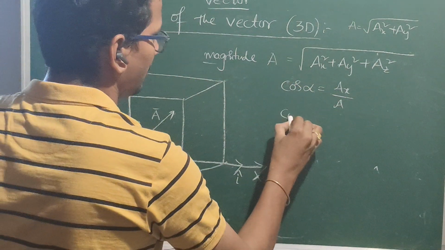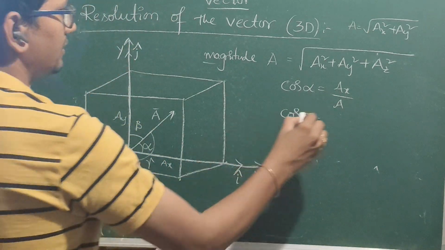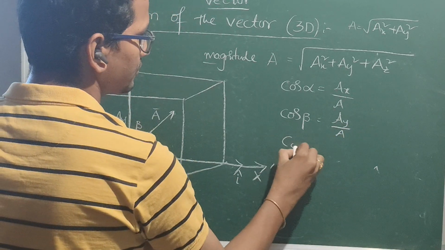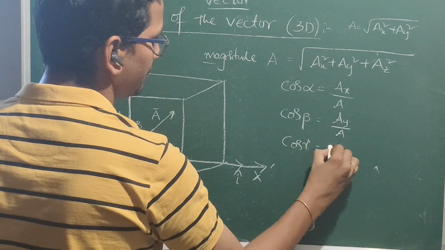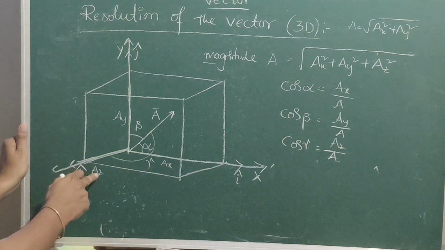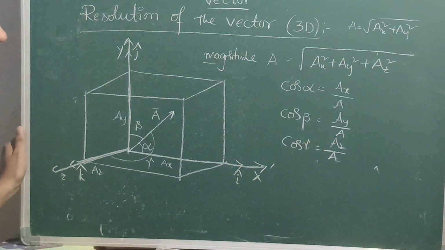Next one, cos beta. What is cos beta? Ay by A. Next, cos gamma. Cos gamma means Az by A. Along the z component, which angle is there? Gamma. That's Az by A.